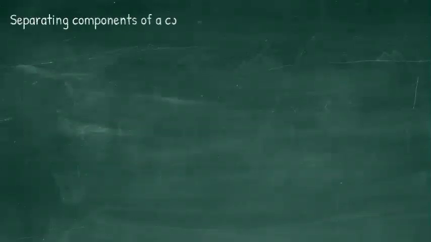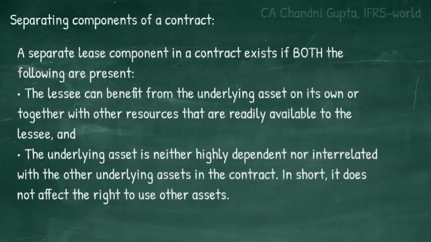Our third topic is separating the components of a contract. As per IFRS 16, entities are required to account for lease components separately. A separate lease component in a contract exists if both the following conditions are present. Number one is the lessee can benefit from the underlying asset on its own or together with other resources that are readily available to the lessee. And number two is the underlying asset is neither highly dependent nor interrelated with the other underlying assets in the contract. In short, it does not affect the right to use other assets.